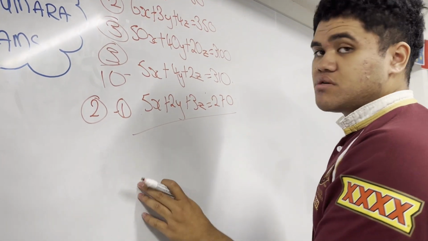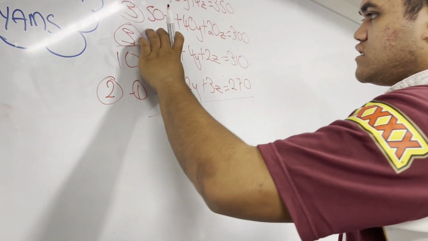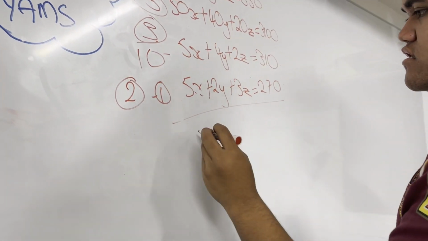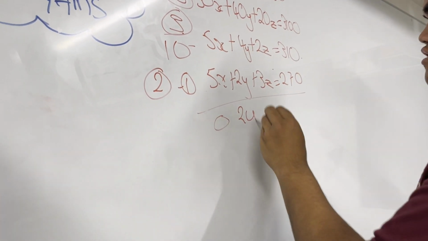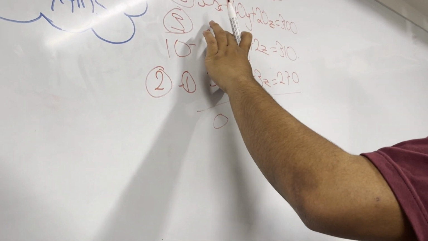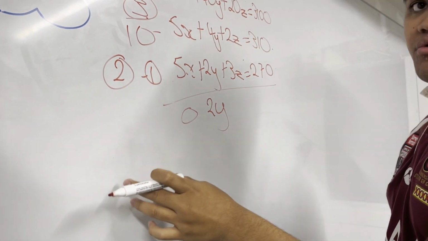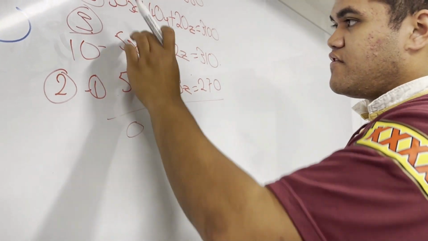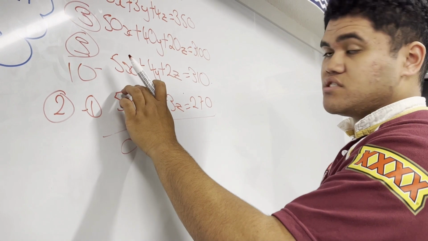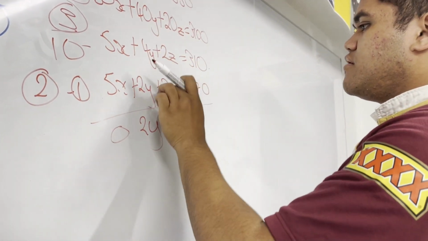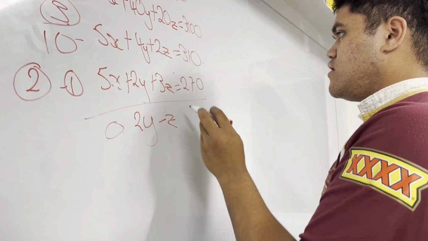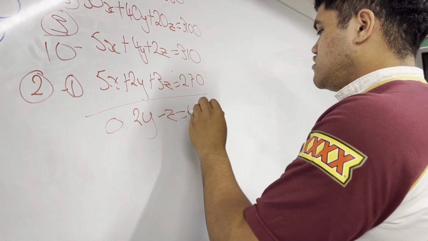So as you can see, we're going to use the process of elimination. The x variable is isolated, so that equals 0. And then 4y minus 2y equals 2y. So when there's two positives in each equation, when you use the process of elimination, you minus. And if one equation is positive and the other is negative, then that's when you add. And this is not the case. And 2z minus 3z equals minus z equals 310 minus 270, which equals 40.